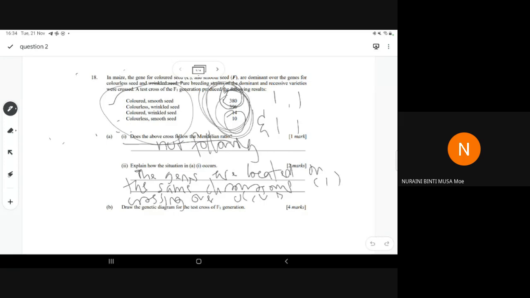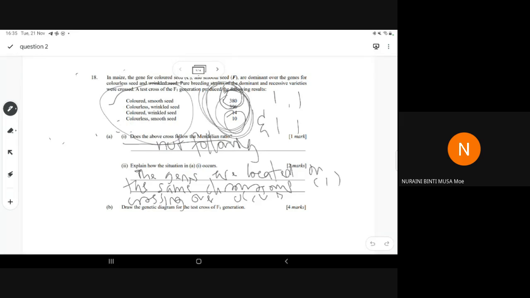But if the offspring is a combination of the parent, okay, bapak dia coloured smooth, mak dia colourless wrinkled, anak dia coloured wrinkled, kita kata anak dia tu hybrid. Okay, kalau bapak dia coloured smooth, mak dia colourless wrinkled, dapat anak colourless smooth, kita kata dia hybrid.